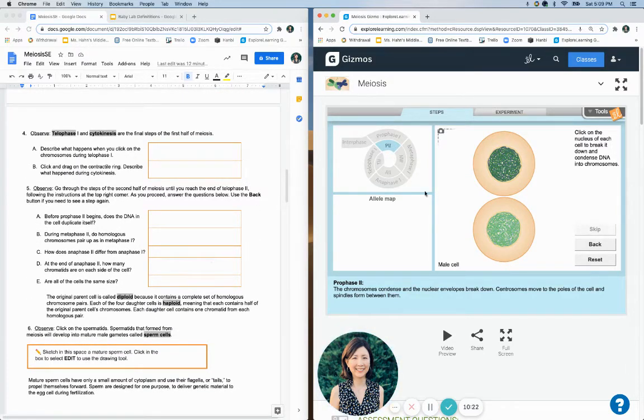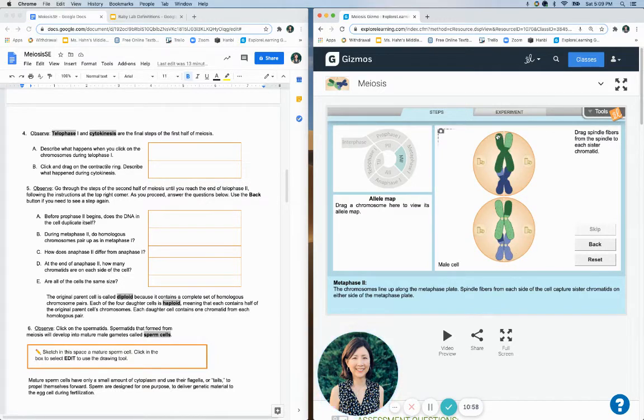Okay. Now we're going to go ahead and do the same thing with prophase two. It tells you to click on the nucleus to break it down and condense the DNA. So now we've got to condense the chromosomes. And then we're going to drag the centromeres to the right and left side. Then we're going to drag them to the middle, see that dotted line, that's the metaphase line. Right now there's two chromosomes in each cell, but technically there's DNA for four chromosomes because this is a copy of this one. So there's two copies on here.